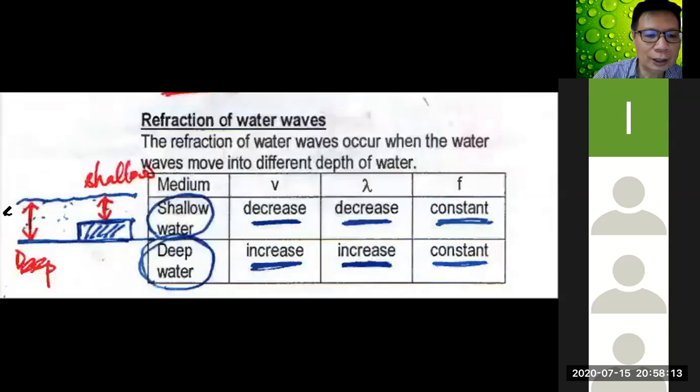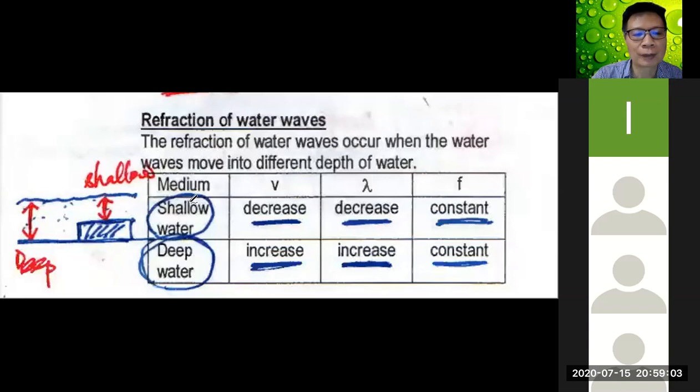This is a ripple tank. You put water in the ripple tank, then you put a piece of plastic or glass inside the water. You notice this part of the water becomes shallow, and this part is deep. That is how you produce deep water and shallow water. Remember, SPM asked this before: how to produce deep and shallow water. You put glass or plastic inside the water, and here becomes shallow. Now you see the diagram.